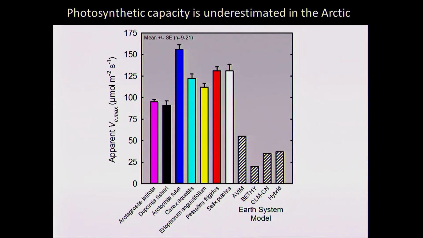So here's the data we got. So this is Vcmax measured in a number of these species which represent key plant functional types. And this here is the representation of Vcmax in some of these Earth models. Only 4 of the Earth models explicitly include representation of Arctic plants. And you can see here that all of them are underestimating the photosynthetic capacity in the Arctic, and by quite a large degree.